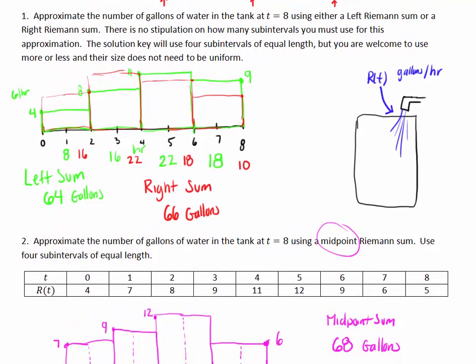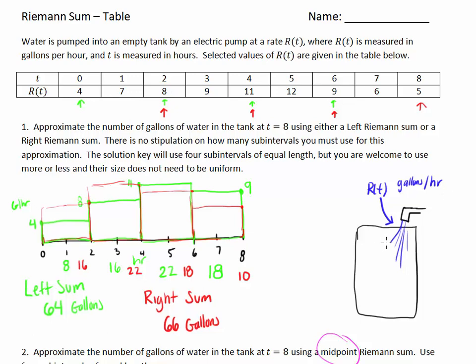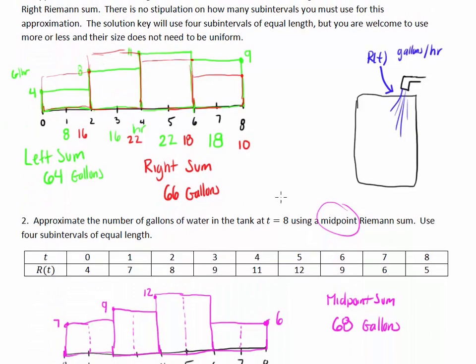So remember, our table here is telling us how much the water is coming in. It told us at the very beginning, I don't know if you caught this in the explanation up here, but the water was going into an empty tank, and that meant at time equals 0, the amount of water in the tank was 0. There was no water in the tank. So when we calculated our approximations, 64 gallons with the left sum, 66 with the right sum, and 68 with the midpoint sum, we were calculating the change in the water level of the tank.